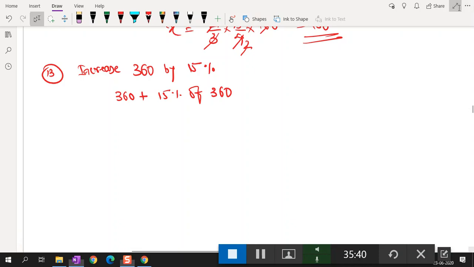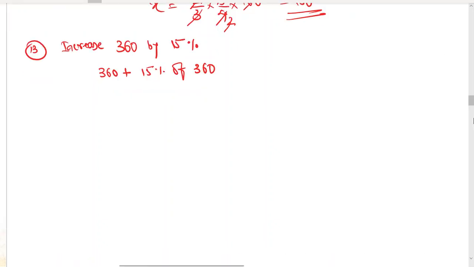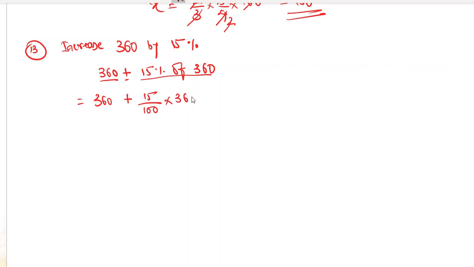Okay, so let's solve this. We have increased. Increase means we have added 15% of 360 to 360. So this is the way how you increase 360 by 15%. You take 360, you add 15% of 360 to 360. Okay, so 360 plus 15 upon 100 multiplied by 360.